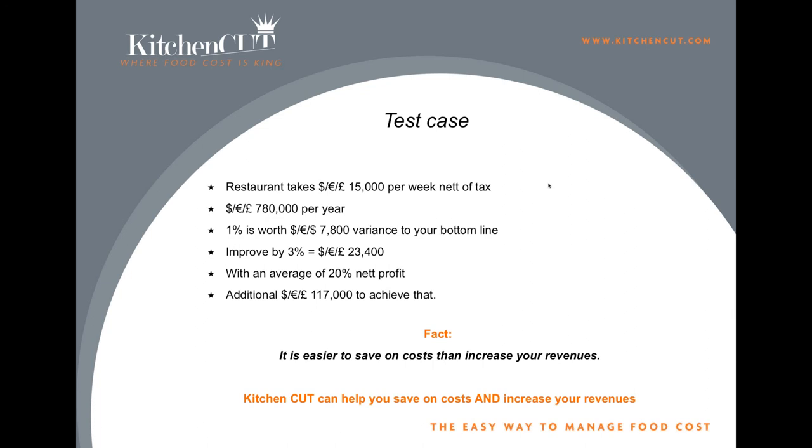This particular member, through using Kitchen Cut, improved this by 3%. So really, they added another 23,400 to their bottom line, which is a lot of money. A lot of people think, if you save that sort of money, that's great, and there's lots of things you can do with that. You can employ another member of staff, or buy a great piece of equipment, or just put it towards your profit or the dividends for your owners.